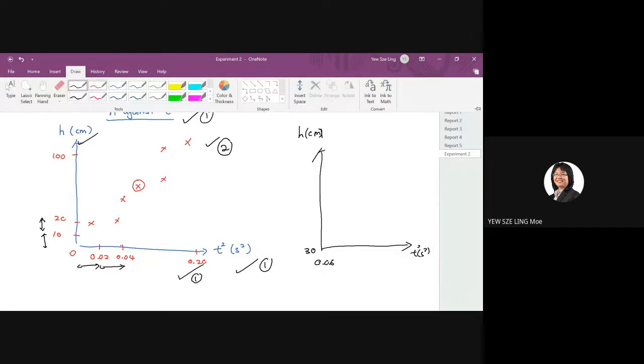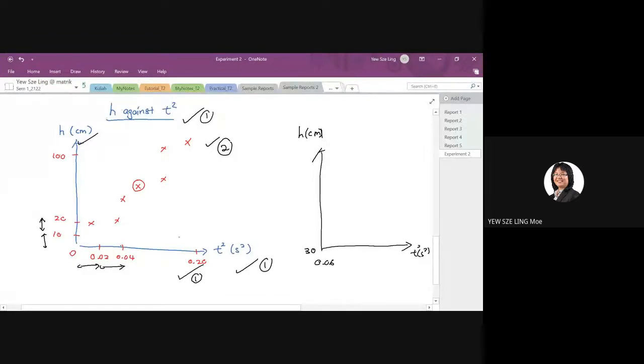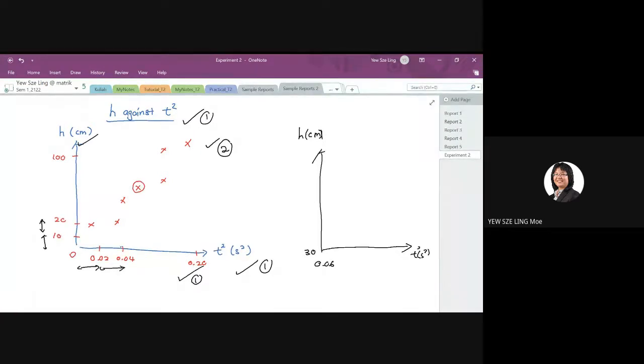Now I give you 5 minutes to plot. 5 minutes for you to plot all the points, or I give you until 35 minutes. So at 35 past 3, we will continue with the next calculation. So I give you 8 minutes to plot.